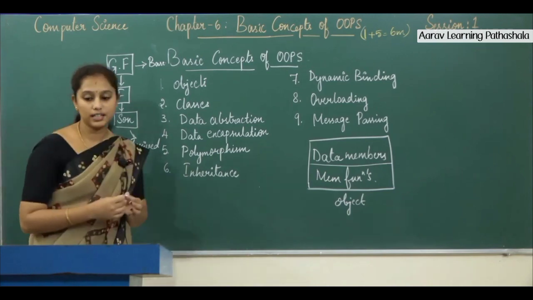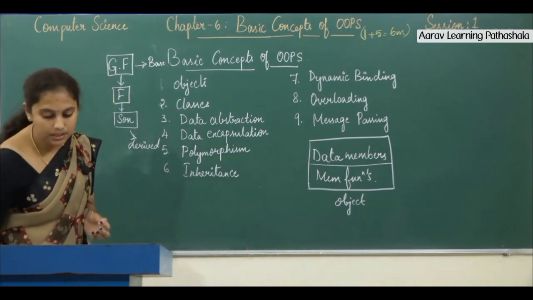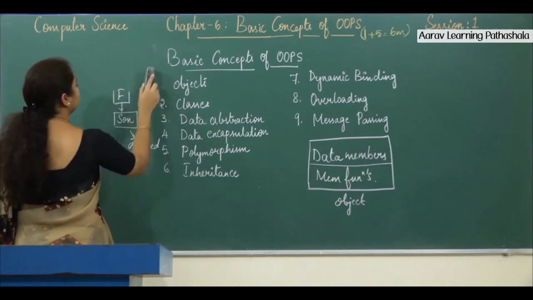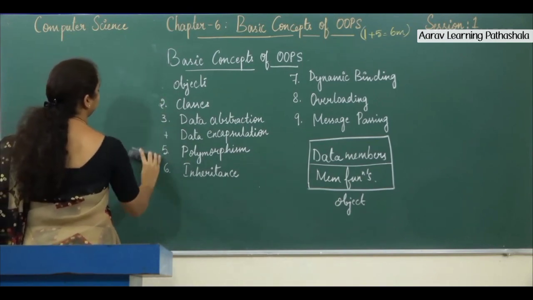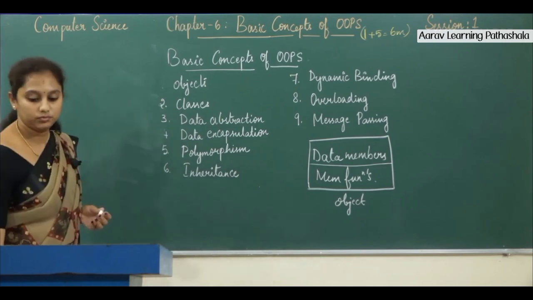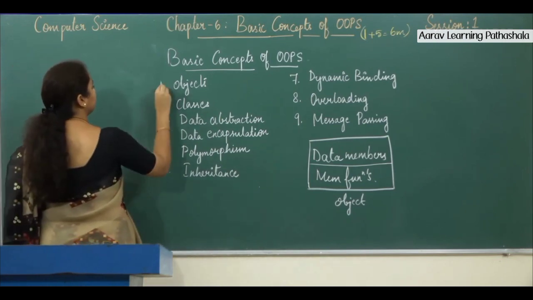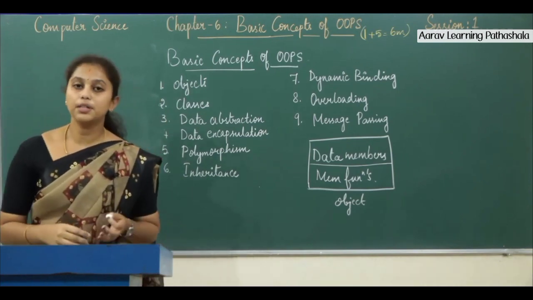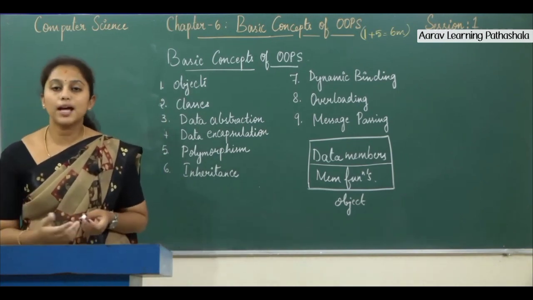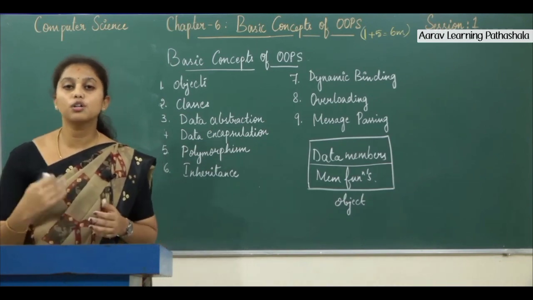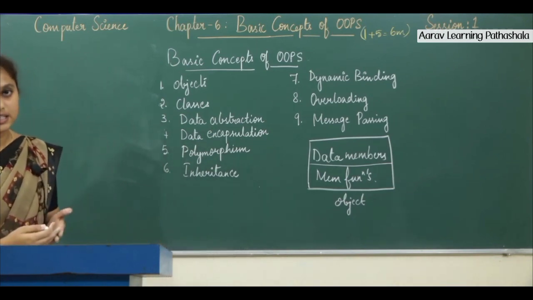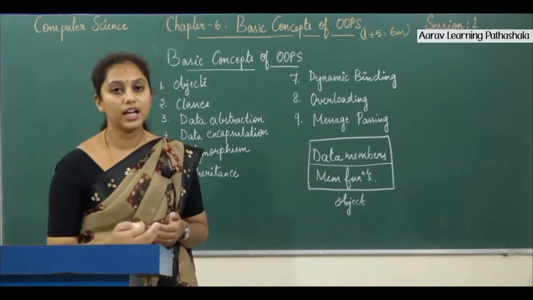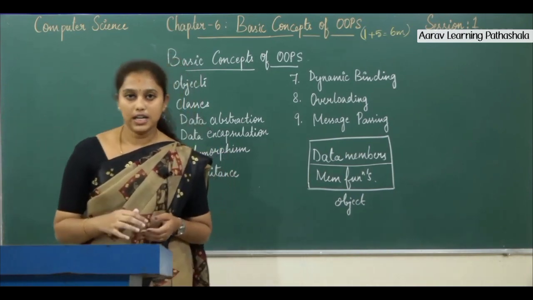And next type of inheritance is hybrid inheritance. What is hybrid inheritance? In hybrid inheritance, the program design requires two or more forms of inheritance. Either it may be multi-level and multiple inheritance, or hierarchical and multiple inheritance.